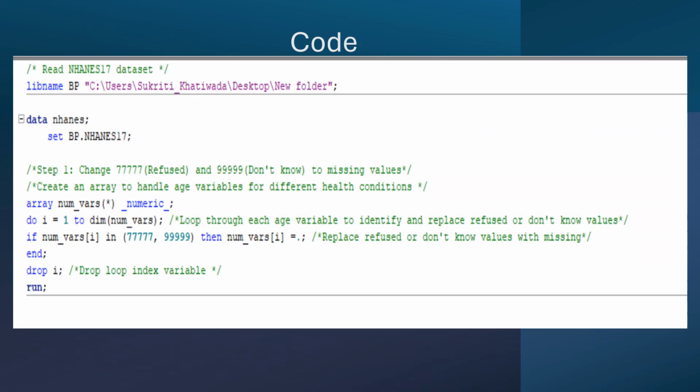Here I began by reading the NN17 dataset and then proceeded to clean the data. We identified values coded as 777 refused and 999 don't know and replaced them with missing values. This process ensures that my data is accurate and ready for analysis. Now here, I did the loop through each variable to identify the refused or don't know values, then replace them with missing.